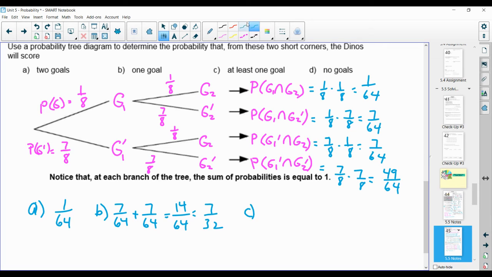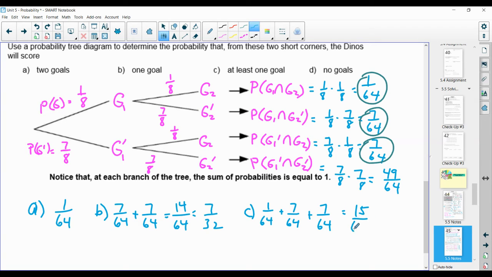Part C asks us to get at least 1 goal. So that means we either get both goals, or 1 goal, or 1 goal. So we're going to go 1 over 64 plus 7 over 64 plus 7 over 64 equals 15 over 64. Or again, you could do your complement: 1 minus 49 over 64 equals 15 over 64.